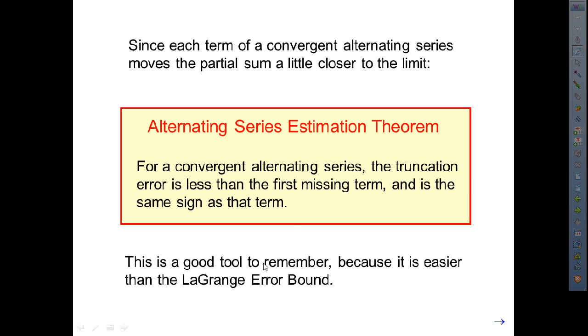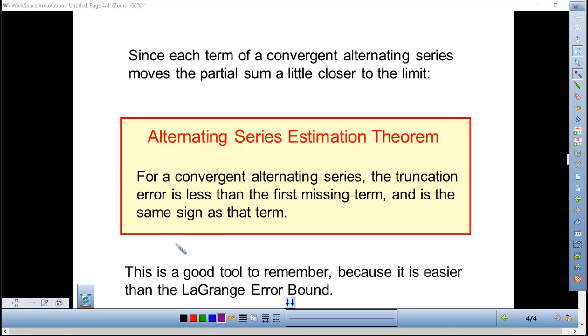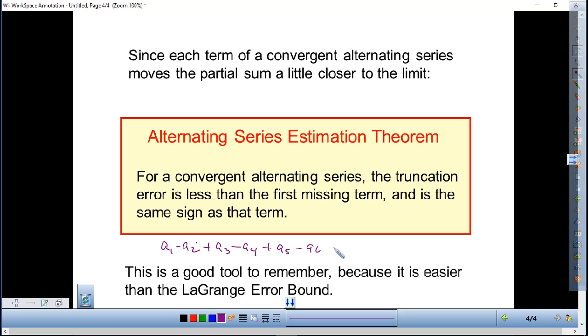So this is a good tool to remember because it's a lot easier than the Lagrange error bound. Now what this means, just to clarify, because I was kind of confusing there for a second, I want to make sure you understand. We've got a sub 1, and it's alternating, so it'd be minus a sub 2 plus a sub 3 minus a sub 4 plus a sub 5 minus a sub 6 plus a sub 7.